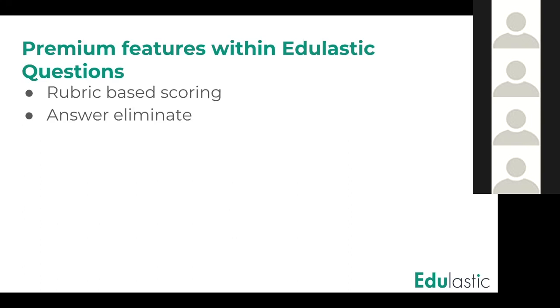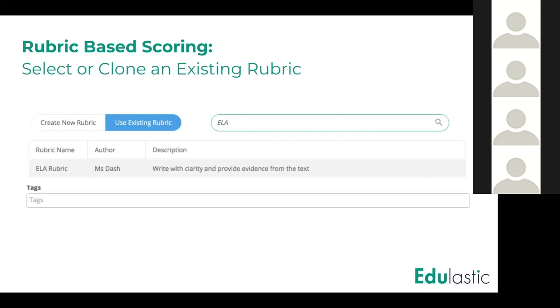Excellent. Well, that was some good information right there. Thank you, everybody, and some great questions. So anyway, this next area of premium features has to do with premium features within questions themselves. And I think one of the more popular question level premium settings is rubric-based scoring.